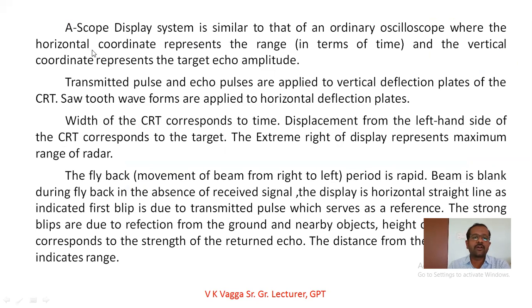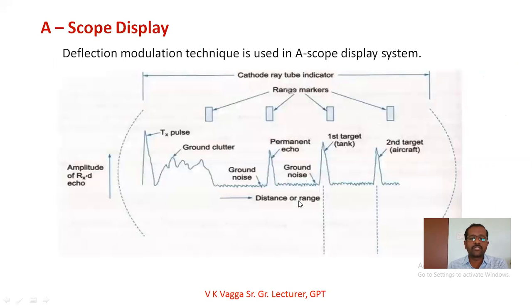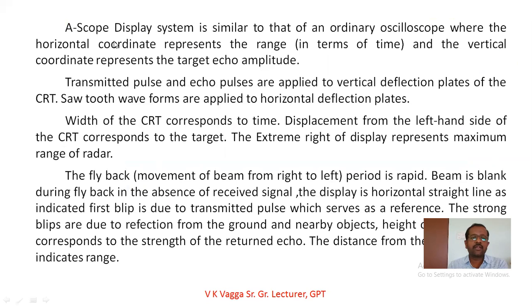So if you take this A-scope display, the A-scope display is similar to that of an ordinary oscilloscope, where the horizontal coordinate represents the range, and the vertical coordinate represents the target echo amplitude. Okay, that's what I said. The horizontal coordinate is going to measure the distance, and the vertical coordinate is going to measure the amplitude here. The horizontal coordinate represents the range in terms of the time, and the vertical coordinate is going to represent the target echo amplitude.